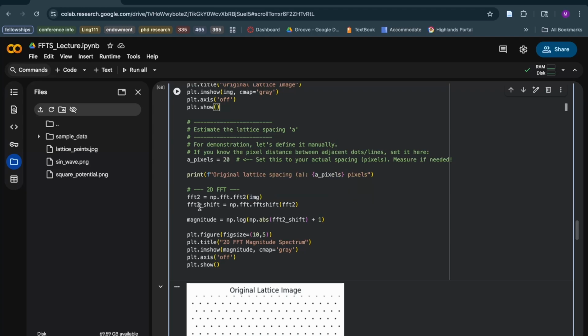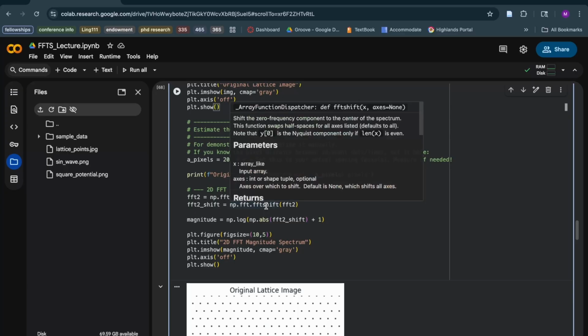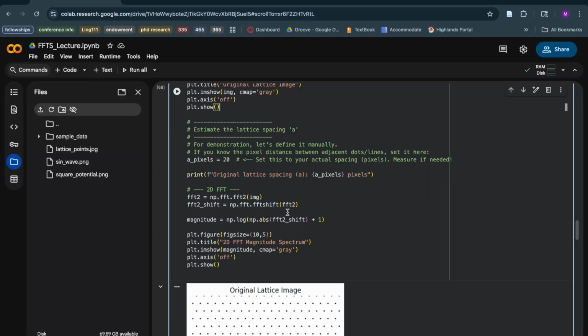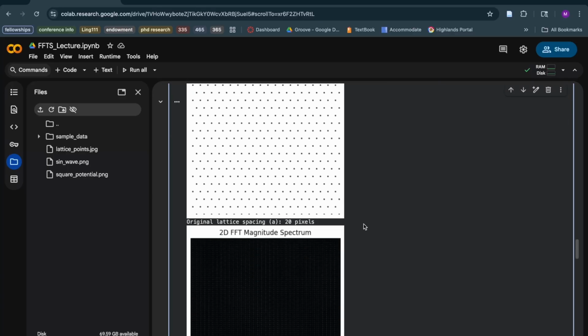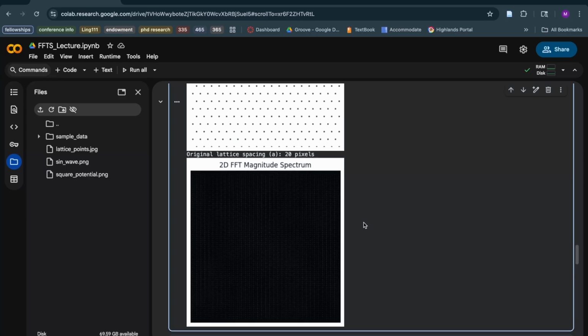Then we have to shift it. This is because we want it to be around the center of the spectrum, which is something you did equation-wise. But here, this is how we do it, we just make a shift. Then we find the magnitude of that shift, and that is the actual spectrum we are plotting. So we have this original lattice, and then we have this. And you might be looking at this and you're like, literally, what am I looking at? This looks like nothing. And I would say, yeah, that's exactly right.